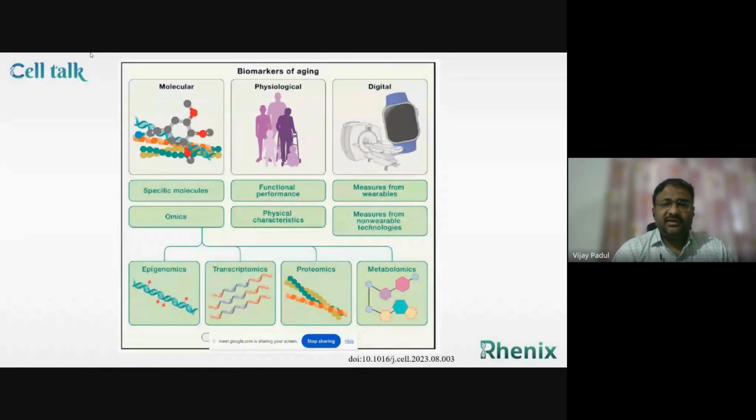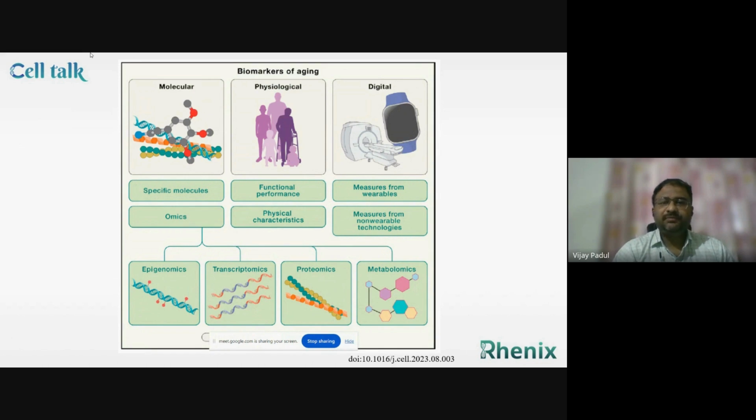Physiological biomarkers will come from the physiological characteristics of that particular individual, which will include blood biomarkers, different metabolite levels, and exposure to harmful chemicals in the environment. These will affect the physiological biomarkers. And next, there will be digital biomarkers, and these will be measured from different diagnostic instruments, and new age wearable technologies are emerging, which can record different types of biological health data of an individual.